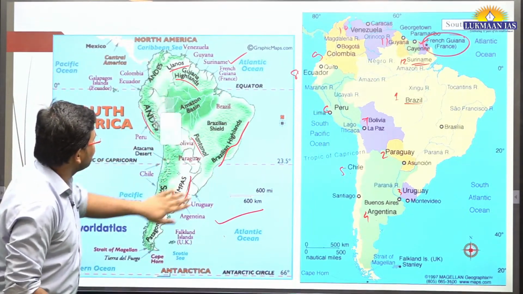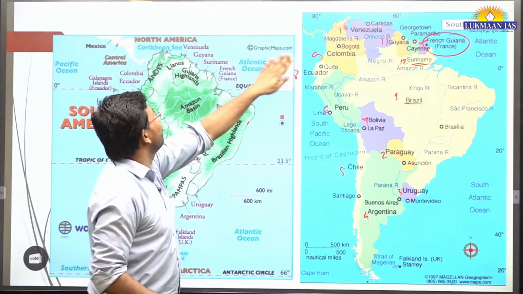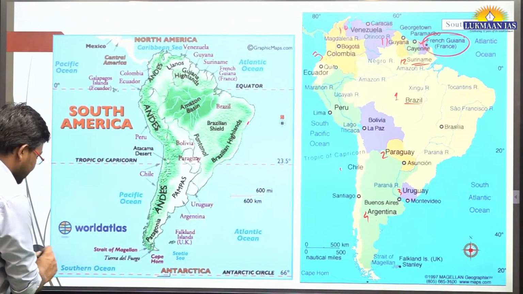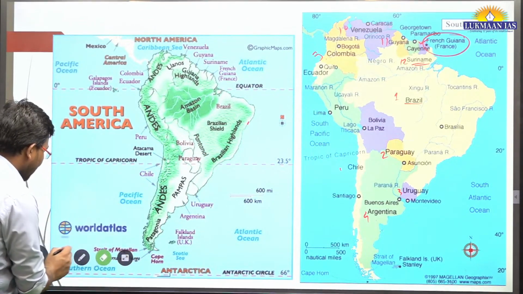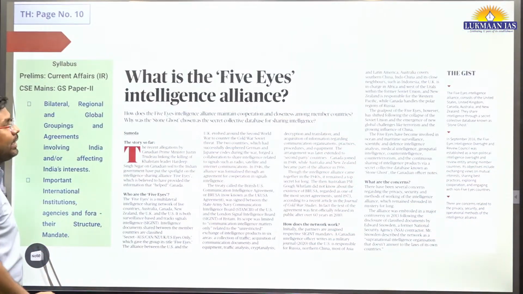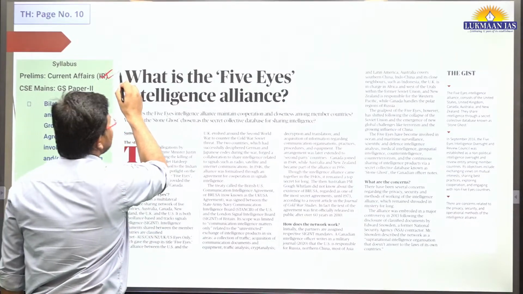So this is just to, let's say, go through the mapping areas day by day, so that slowly and gradually you develop a sense of understanding about these mapping regions. So having understood this, let us now talk about the first topic for the day. And the first topic is, what is the Five Eyes Intelligence Alliance?